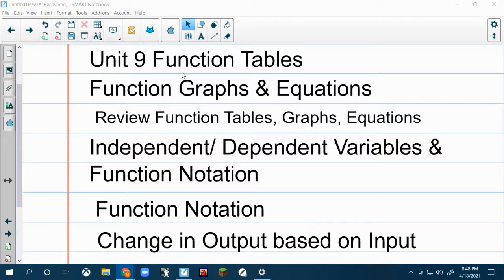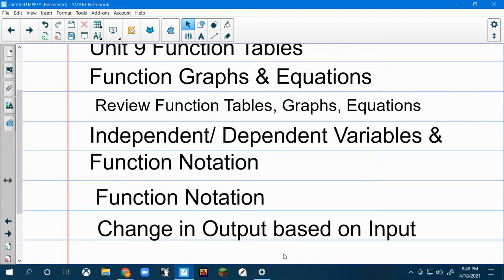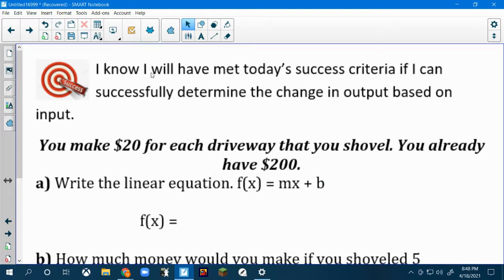We are going to continue with Unit 9 function tables. We're going to talk about change in the output based on the input today, as well as a little more function notation and evaluating some of those functions. Let's get going. I will know I have met today's success criteria if I can successfully determine the change in the output based on the input.